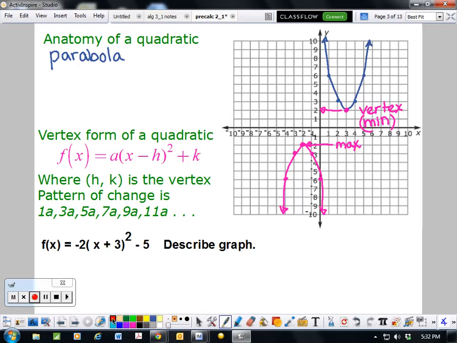We also have something called an axis of symmetry. It's the line that goes through the vertex. And it's that line of symmetry, so that means I could fold on that line and both sides of that parabola match. And so here, this would be my axis of symmetry.